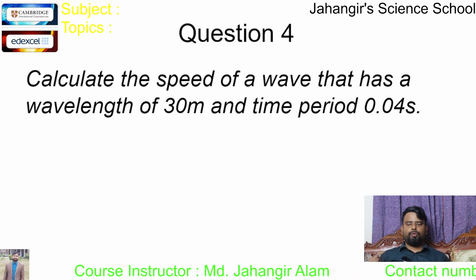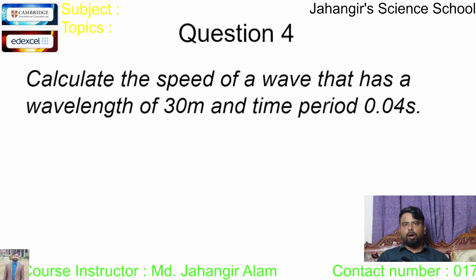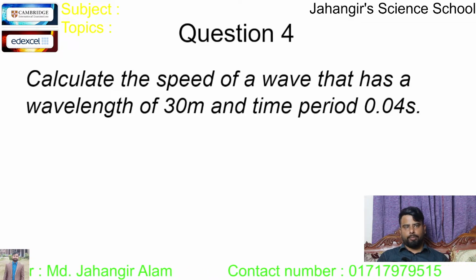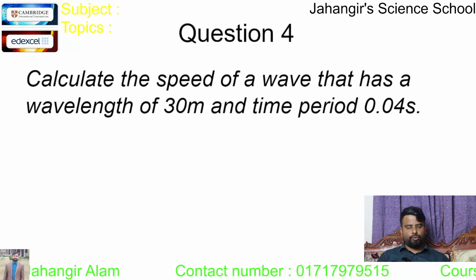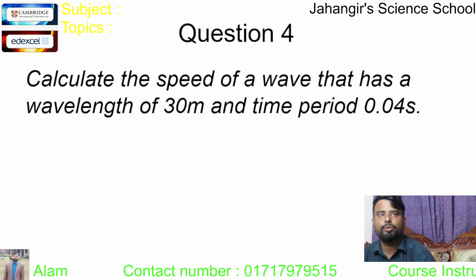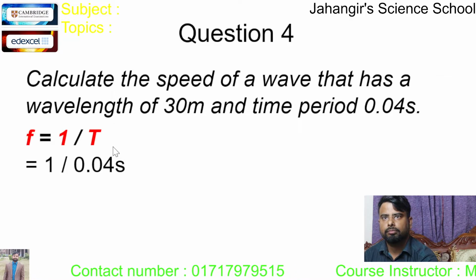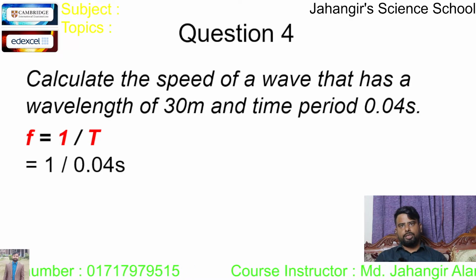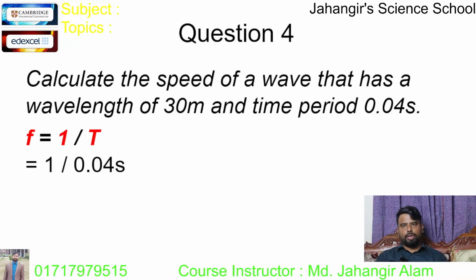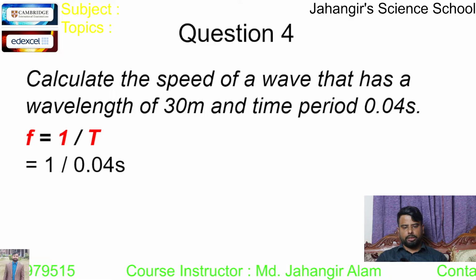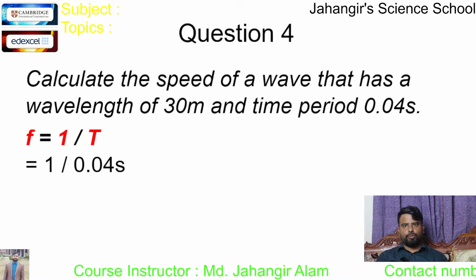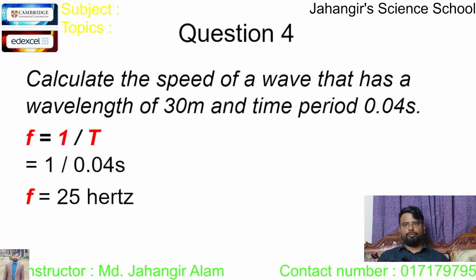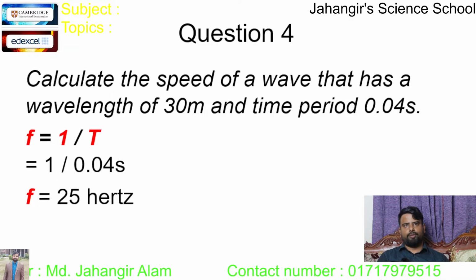Now question number 4. Calculate the speed of wave that has a wavelength of 30 meter and time period 0.04 second. So we know frequency f equal to 1 divided by time period. So 1 divided by 0.04 second. So small f, that means frequency, equals 25 hertz.